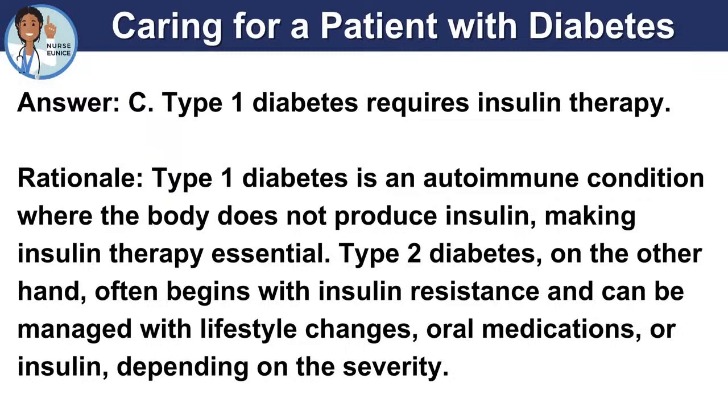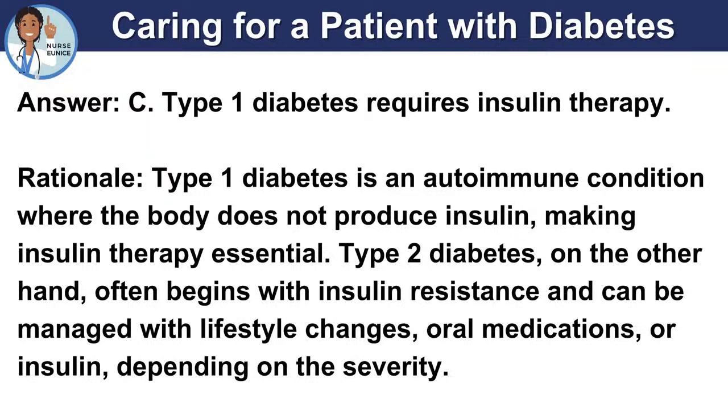Yes. So it is C, everybody. We need to teach you about the different types of diabetes. So type 1 diabetes or juvenile diabetes requires insulin. The pancreas is not producing any insulin. So type 1 diabetes is an autoimmune condition where the body does not produce insulin, making insulin therapy essential.